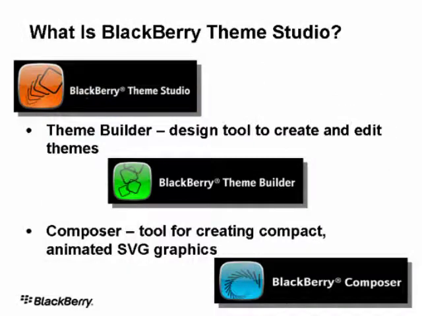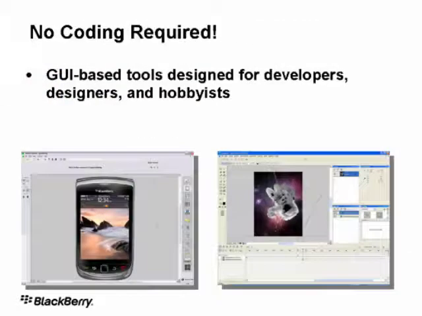So if you want to develop themes or try it out, and I do recommend you do so, you need BlackBerry Theme Studio, another tool which is absolutely free. Theme Studio has 2 programs: a theme builder and a composer. Composer allows you to create animated graphics using SVG, scalable vector graphics. It's something like Flash, but it's quite easy to actually use. And no coding required, so you don't have to be a coder to develop these themes. You don't need to know anything about programming.